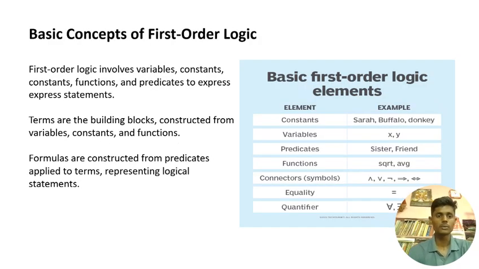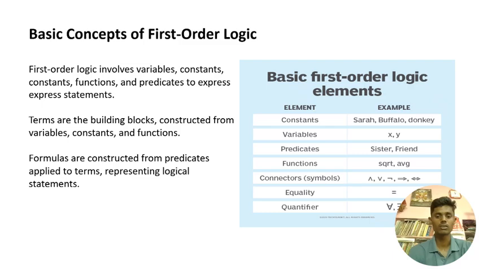The basic concepts of first order logic. First order logic involves variables, constants, functions, and predicates to express statements. As shown in the figure, constants are, for example, names like Sahara. Variables store a value, such as x and y. Predicates are, for example, sisters or friends. Functions use keywords such as sqrt, average.